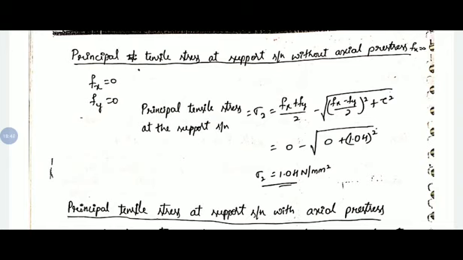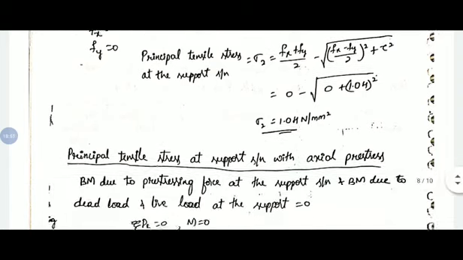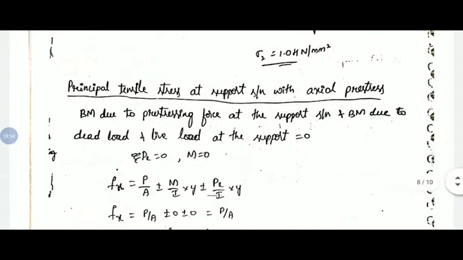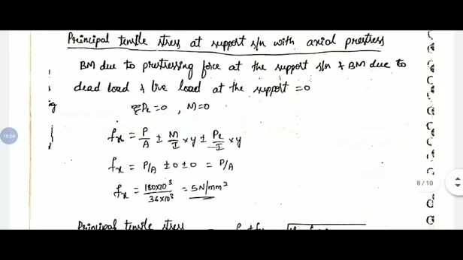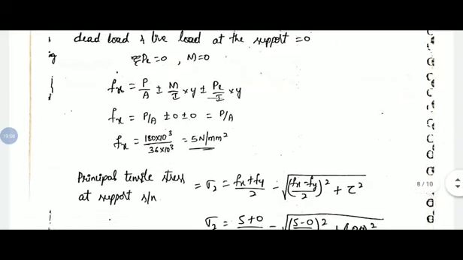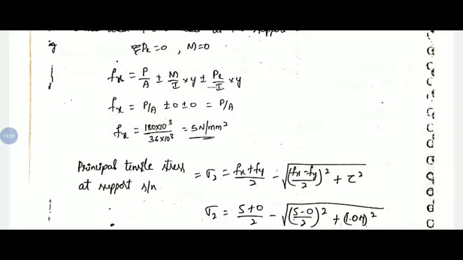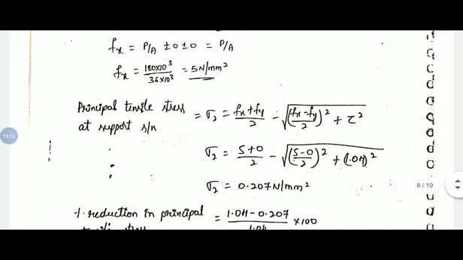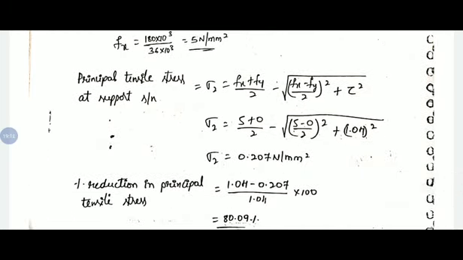Now if we apply the axial pre-stress, that is horizontal pre-stress Fx, the bending moment due to pre-stressing force at support will be 0, as we have an eccentricity of 0 for axial pre-stressing, so Pe will be 0. Fx will remain with only P by A, so Fx will be 5 Newton per mm square. Then again substituting in the same principal tensile stress equation and solving, we will get sigma 2 as 0.207 Newton per mm square.